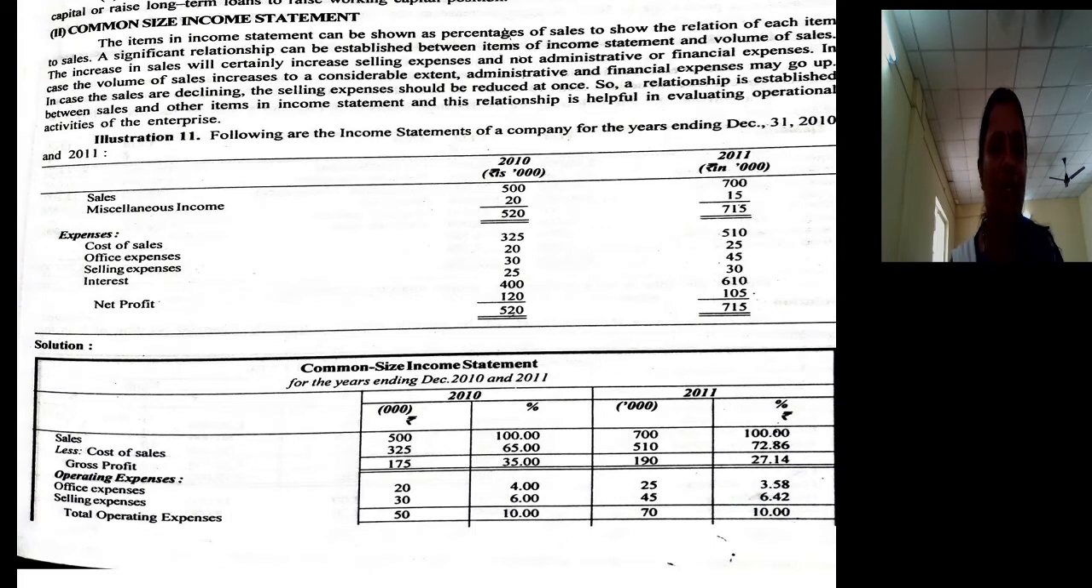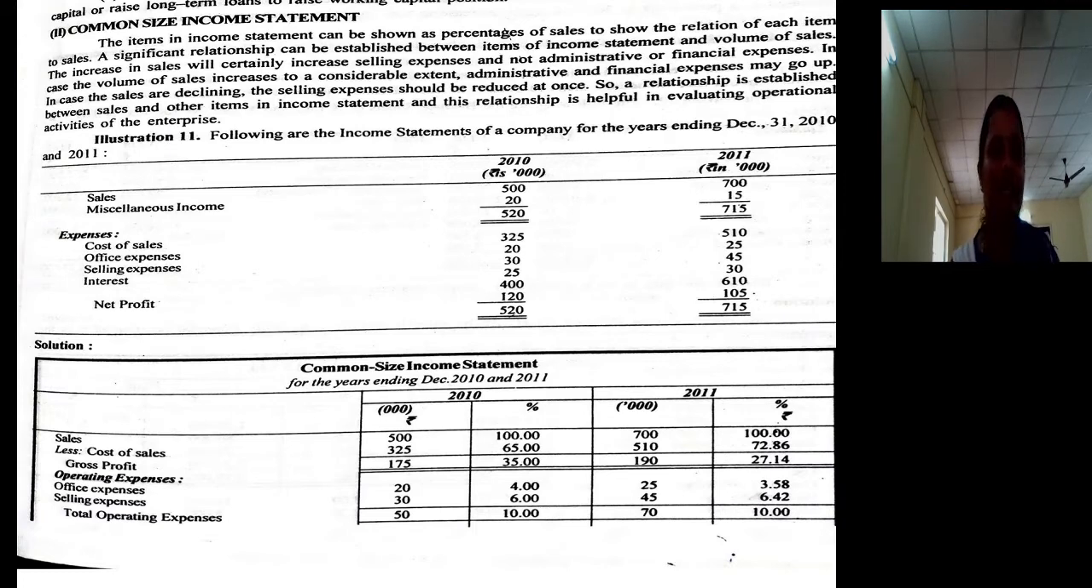The items in income statement can be shown as a percentage of sales to show the relationship of each item to sales. I have already informed you that each and every item in income statement is related in relation to sales and percentage relationship will be calculated. A significant relationship can be established between items of income statement and volume of sales. Means every item of income statement is related with sales of that year income statement.